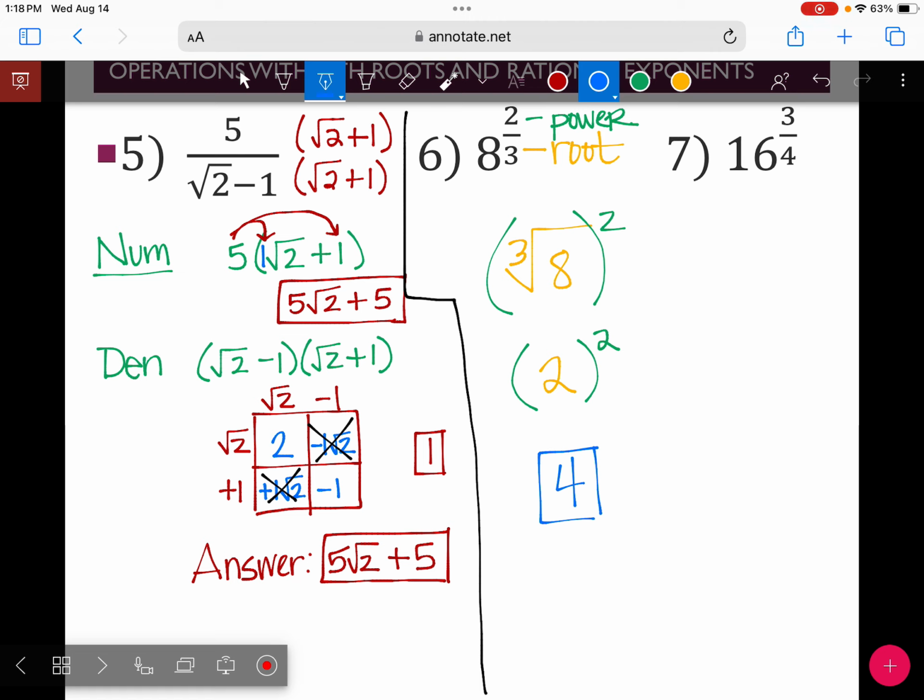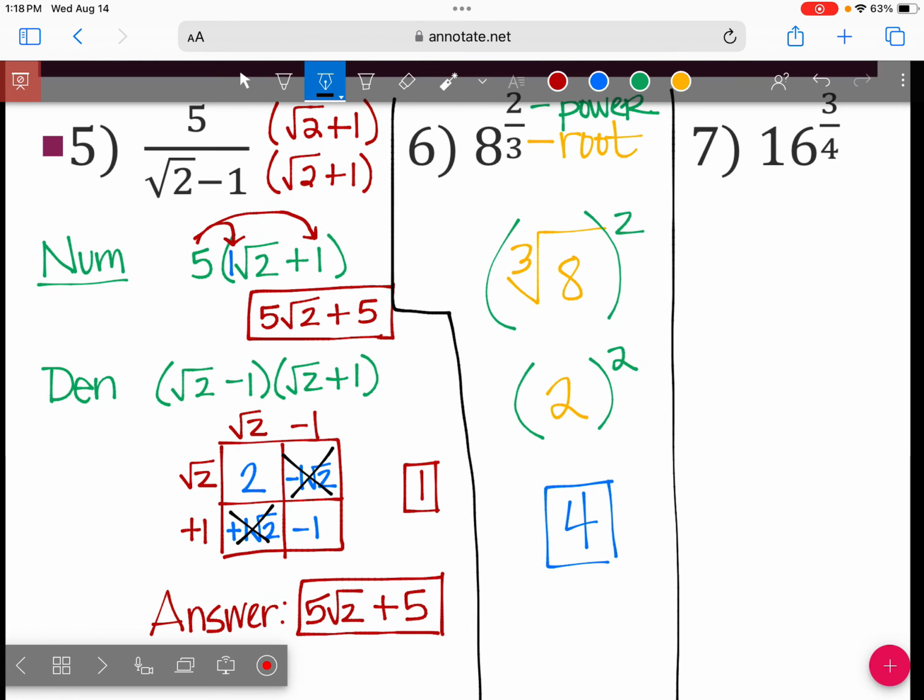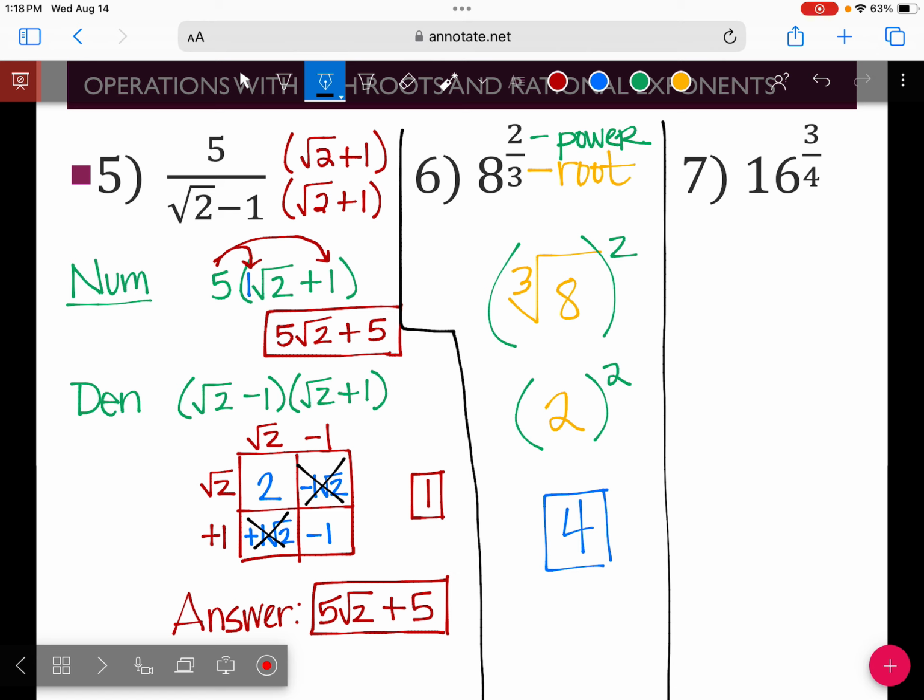And that would be your answer. All right, I want you all to try to do number 7 by yourself. So you're going to take the 4th root of 16, and then you're going to raise it to the power of 3. And you do have to show your work if you see this on the test. So we got to take the 4th root of 16 and then raise that answer to the power of 3.